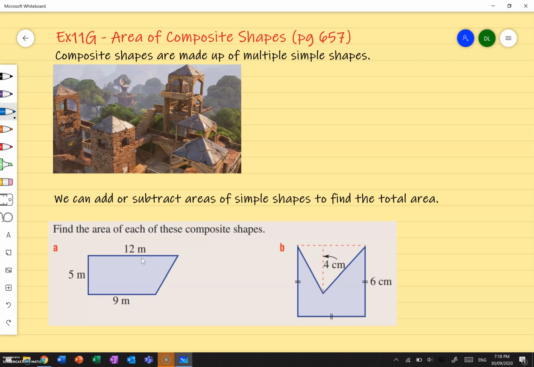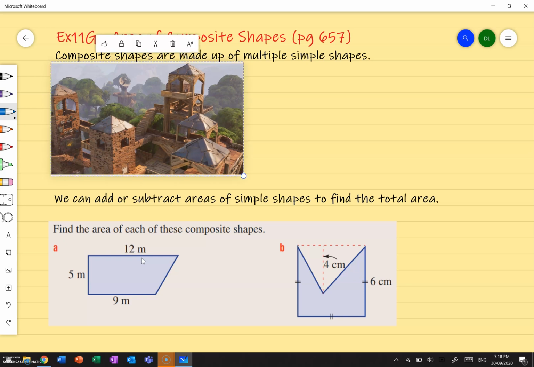Composite shapes are made up of multiple simple shapes. These are a lot more common in real life than you think. We're familiar with squares, rectangles and triangles, but we often don't see them by themselves. In many situations in the real world, we combine different shapes.